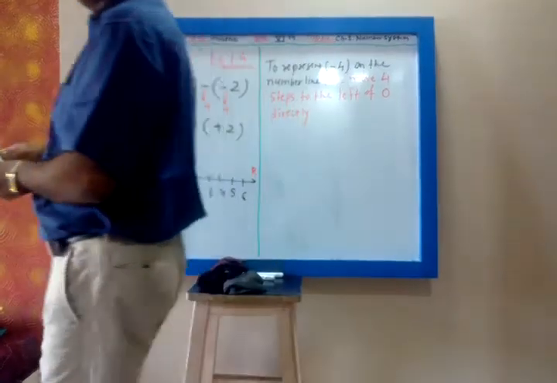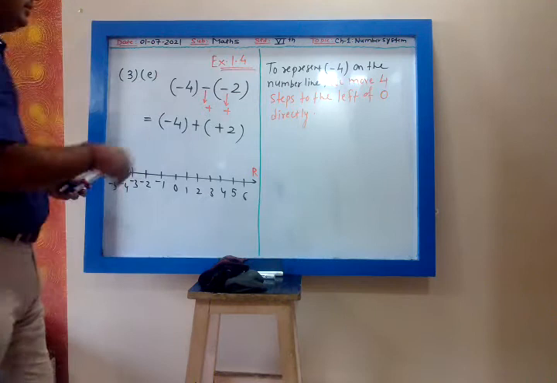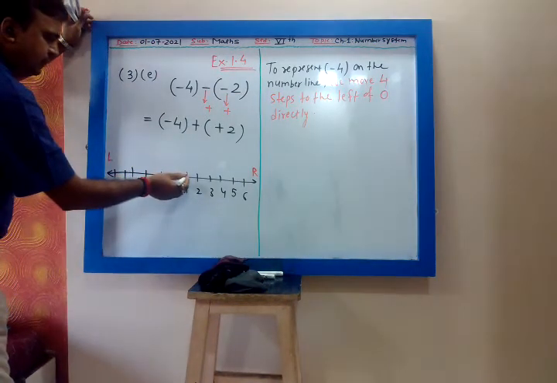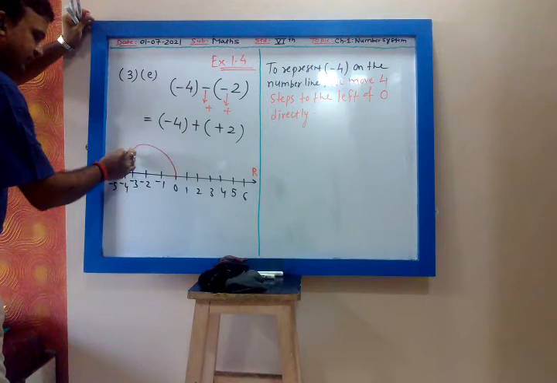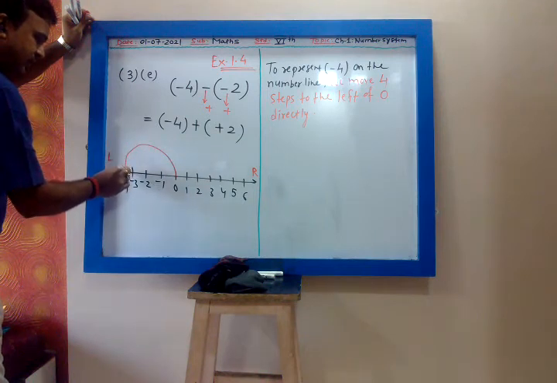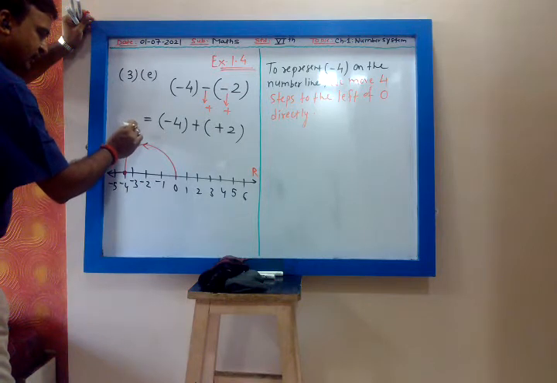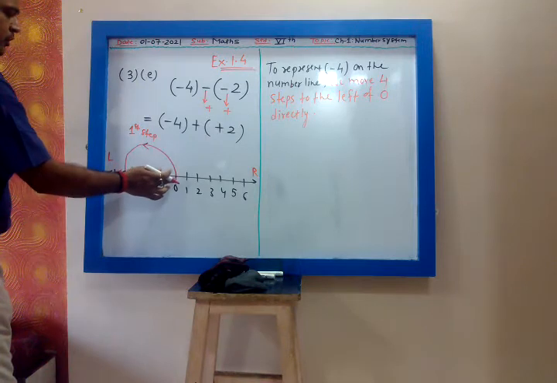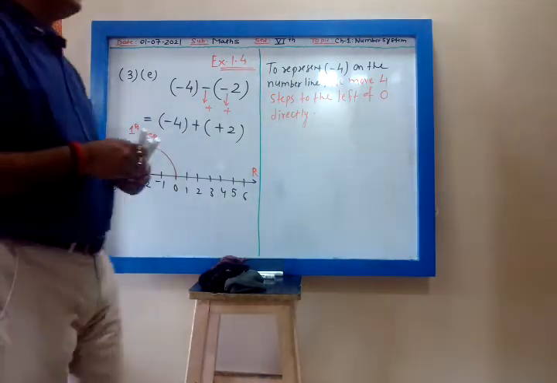Write down, this you have to write. To represent the number minus 4, I will move 4 steps to the left of 0 directly. So I will move directly. We get the number minus 4. And this is my first step. In first step, to represent the number minus 4, from 0 we move 4 steps to the left directly.